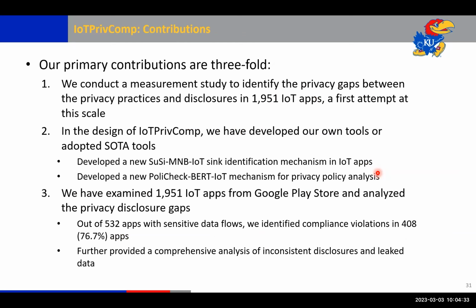Our contributions, finally, are threefold. First, we conducted a measurement study to identify the compliance gaps in IoT apps. This is the first attempt at this scale. We had 1,951 IoT apps. There is another work that does compliance checking on a very limited number of apps, only 11 apps, manually, and just a subset of apps. So this is done for the first time at this scale. Also, we developed our own tools or refined other tools to work with IoT type apps. And we were able to report the inconsistencies and compliance violations in those apps, and we found the patterns.